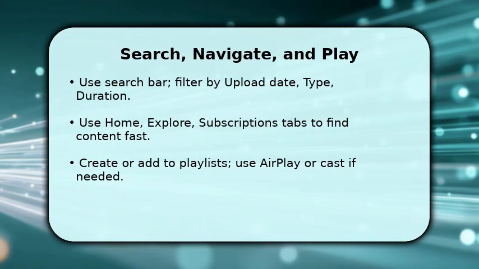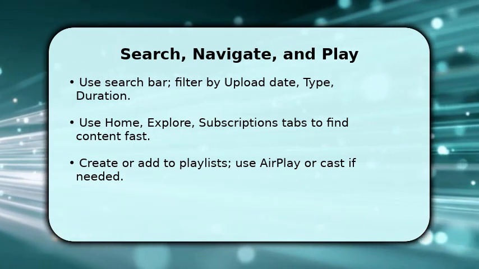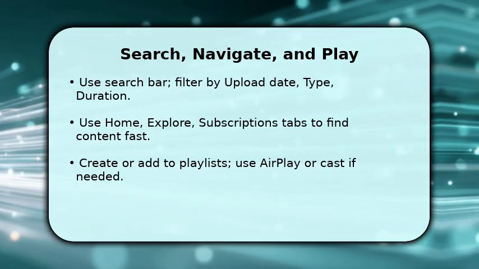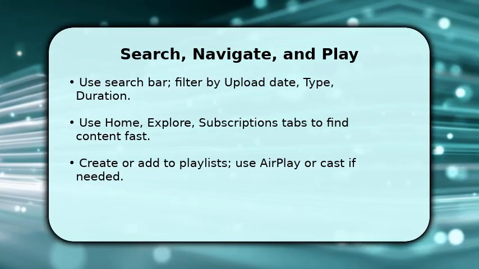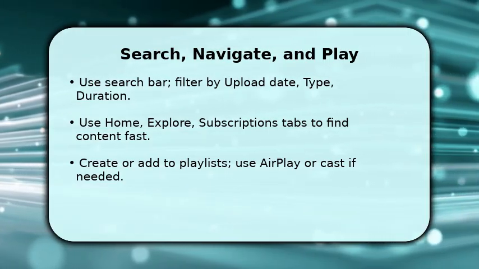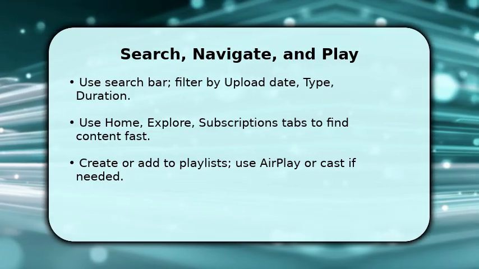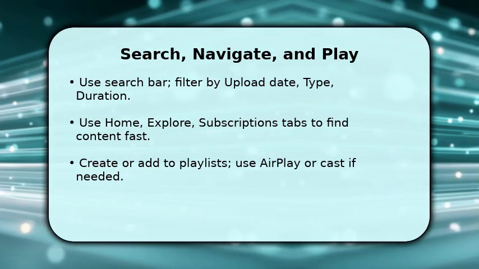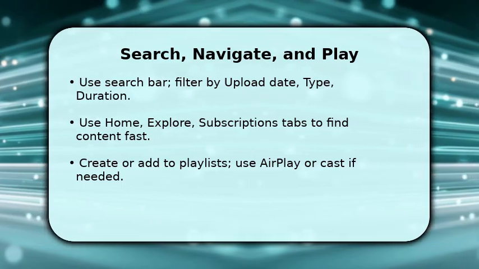Now you'll find and play videos efficiently. Tap the search bar and type keywords, then use filters like upload date or duration to narrow results. This avoids scrolling endlessly. Use the Home, Explore, and Subscriptions tabs to surface channels and trending content you care about. When you find a video, tap the three dots to add it to a playlist or create a new one for later. If you prefer a bigger screen, use AirPlay or casting to send video to a TV.